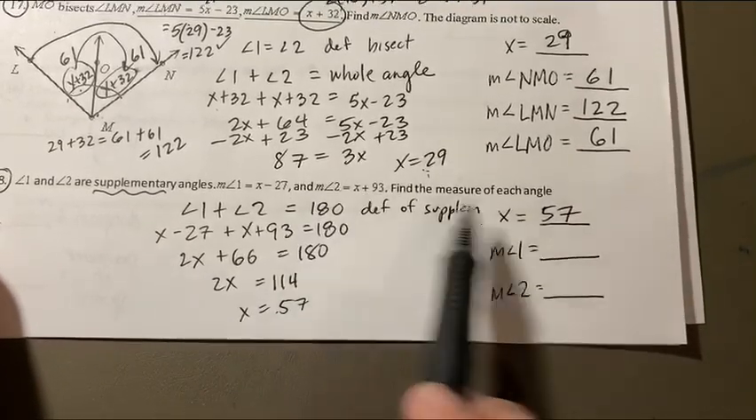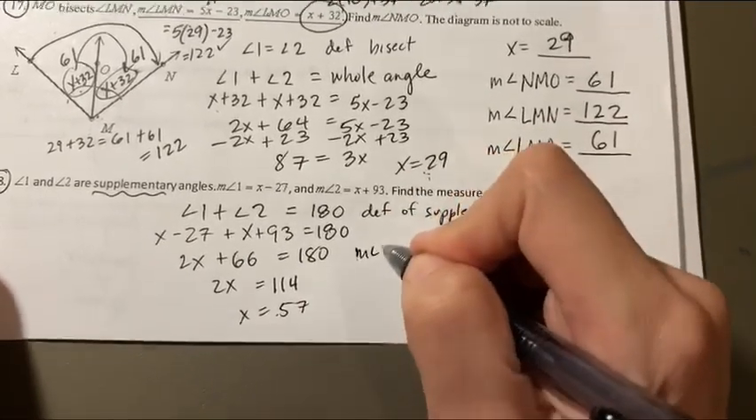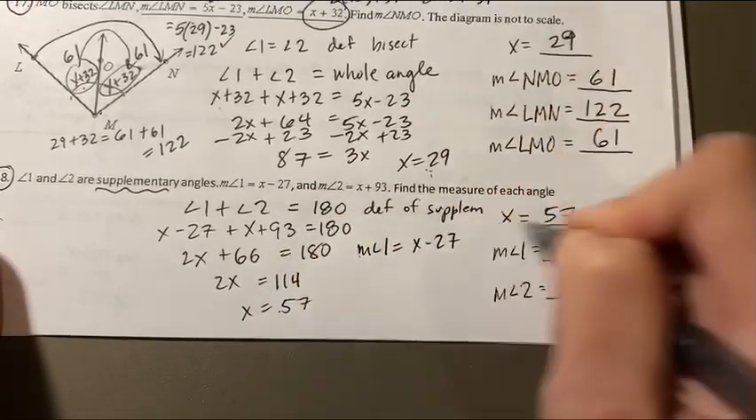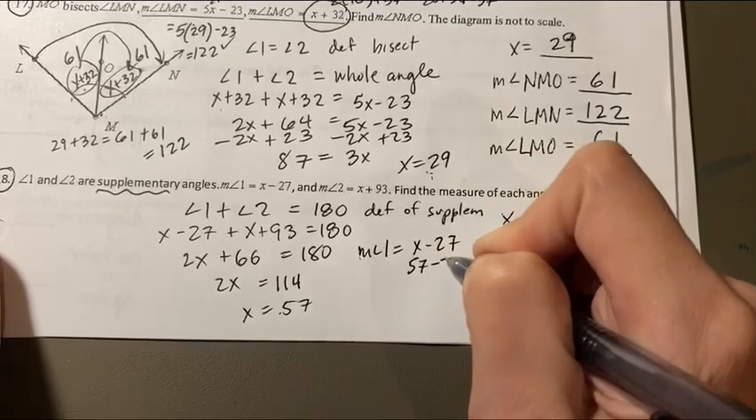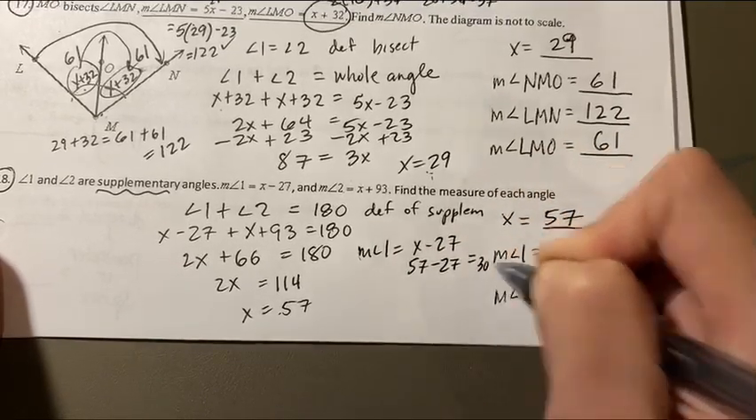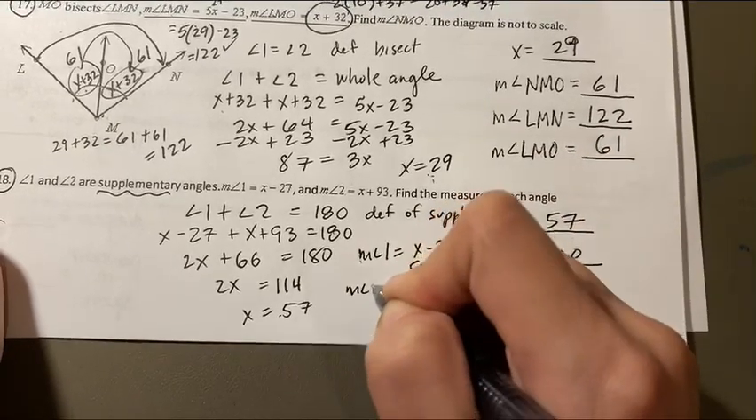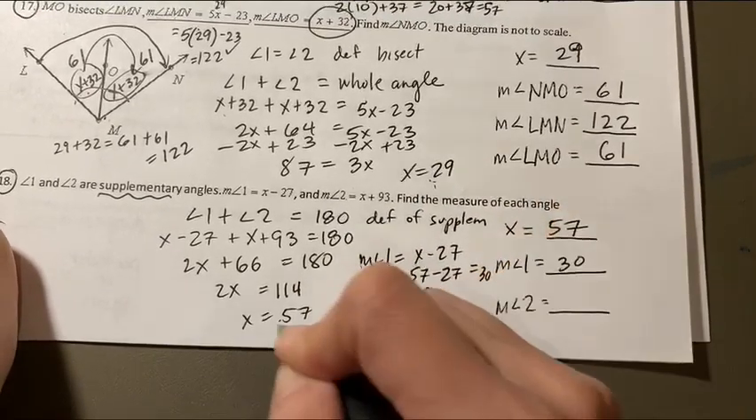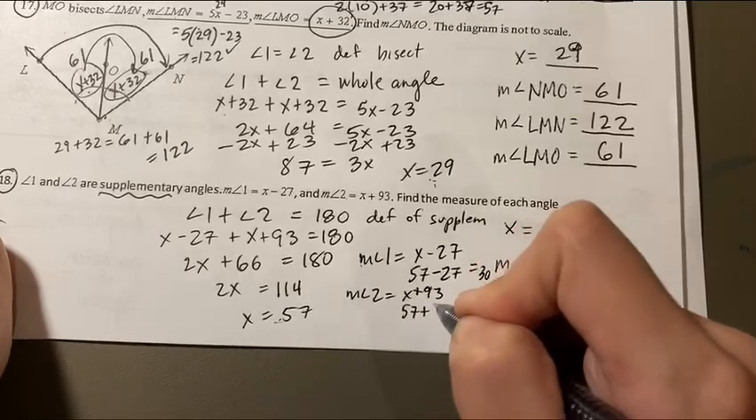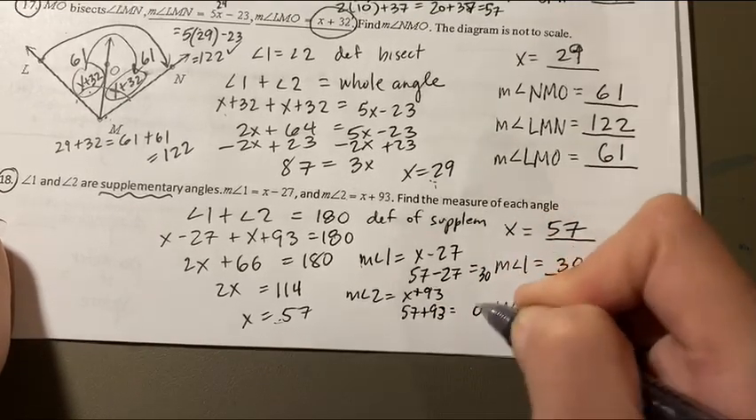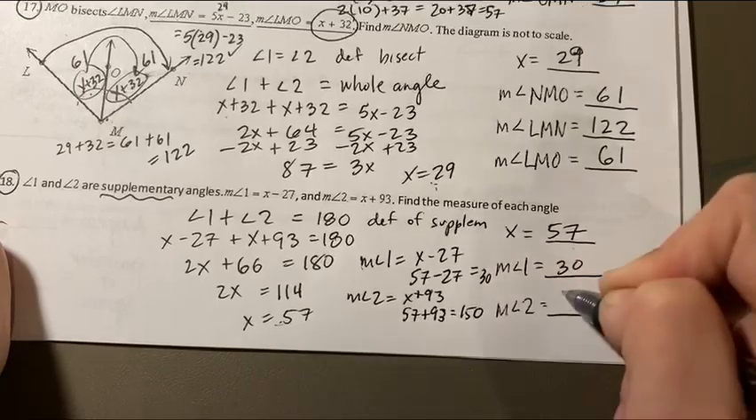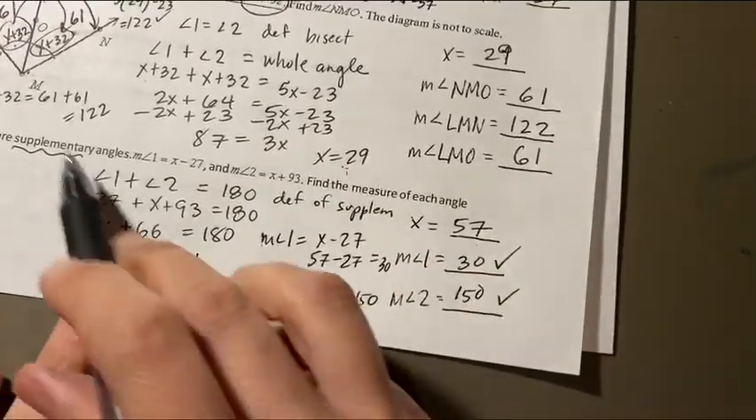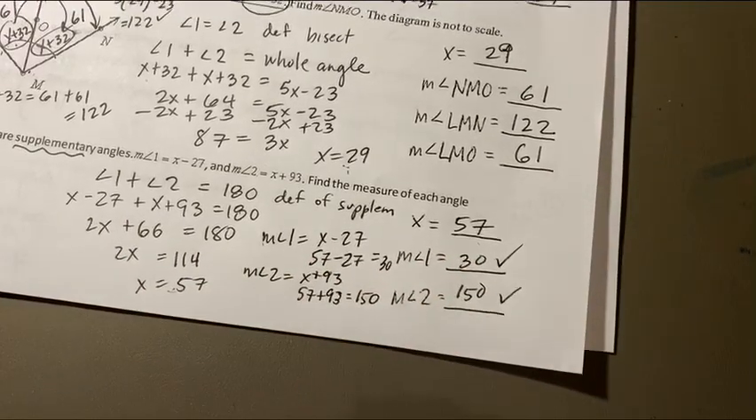So what does that mean? So let's plug that in. So the measure of angle 1 is x minus 27, right? But if we plug in 57, 57 minus 27 is 30. All right, now let's do the same for angle 2. Angle 2 is x plus 93. But if we think x is 57, let's add those together. All right, 150. Cool. And the 30 degrees and 150 degrees are supplementary because those two numbers do add up to 180.